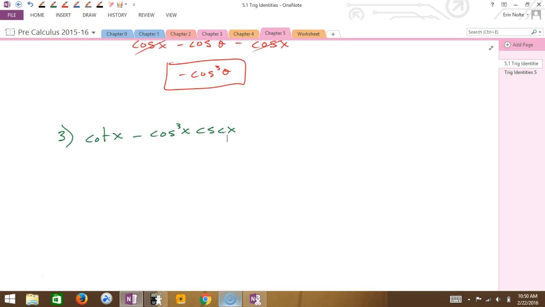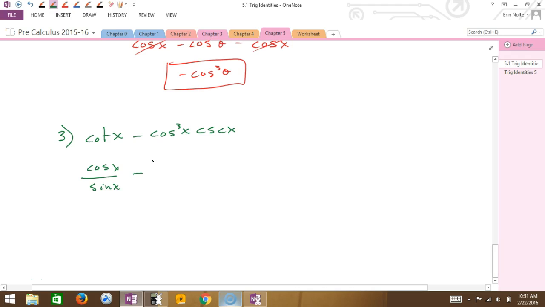Okay, so we've got the cotangent of x minus cosine cubed of x times the cosecant of x. Okay, so where would you start? There's definitely a lot of options for this one. I think that's a very good suggestion. If you guys are always thinking in terms of sine and cosine and tangent, then go there. Make things look like sine and cosine. If that's easier, let's do that. So what is the cotangent the same as in terms of sine and cosine? Cosine over sine.